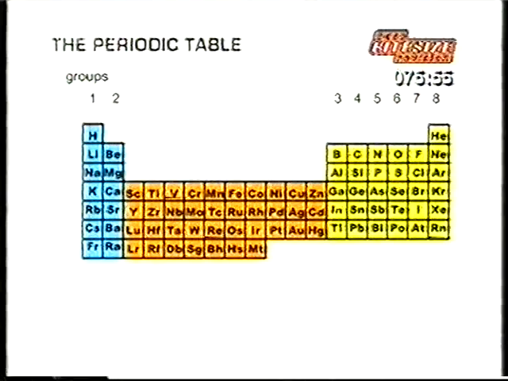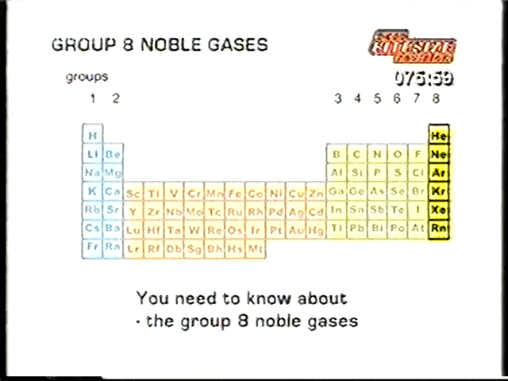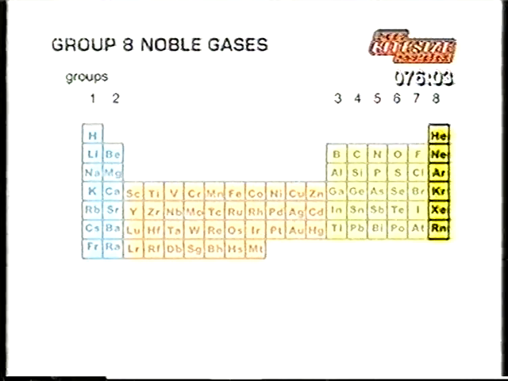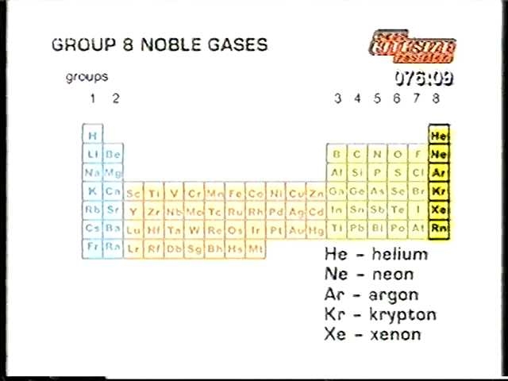The last group in the periodic table you need to know about is the group 8 noble gases, sometimes called group 0. The group 8 noble gases are all at the extreme right-hand end of the periodic table and include helium, neon, argon, krypton and xenon. How do you expect them to react with other elements?